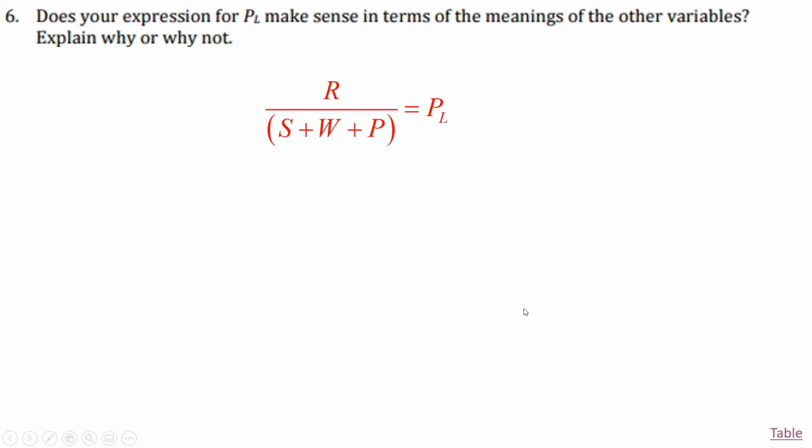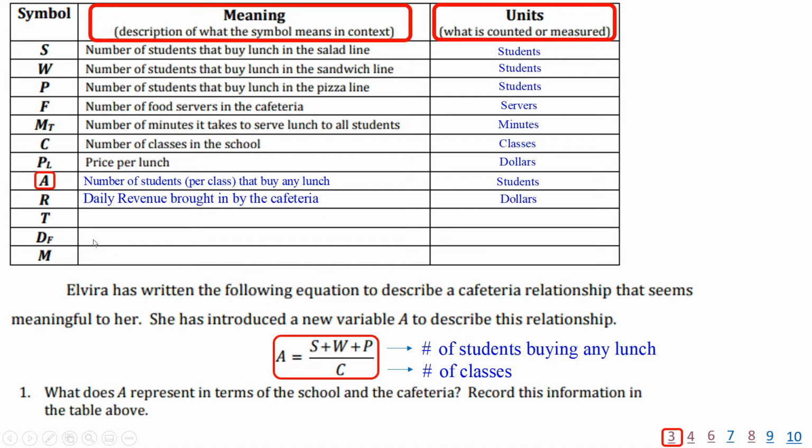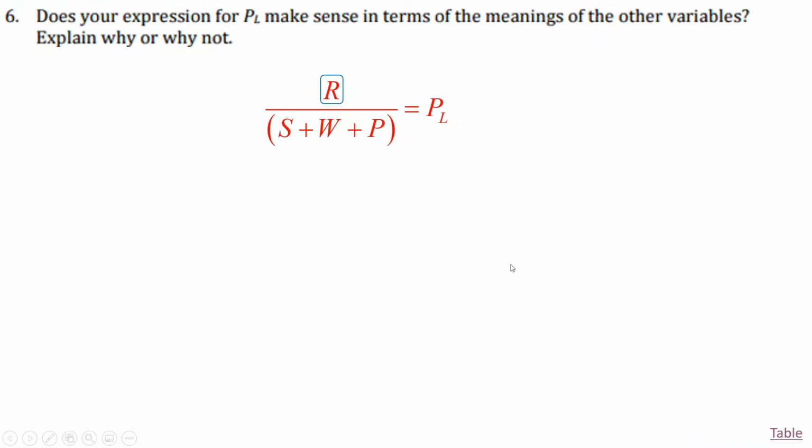Number 6. Does your expression for P sub L make sense in terms of the meanings of the other variables? Why or why not? Well, let's think about the other variables. Now, wasn't R the revenue? Let's double check and make sure we agree with that. R, daily revenue brought in by the cafeteria. Yeah. Okay.